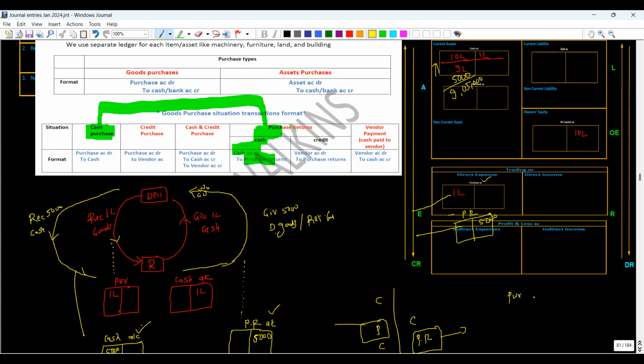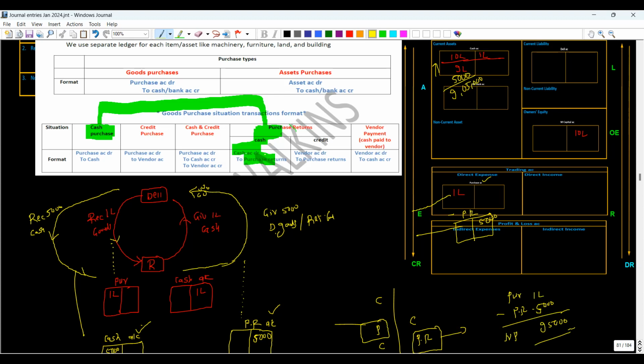Okay, purchase value is 1 lakh minus purchase return is what? 5,000, and it is going to show as what? Net purchases, how much now? 95,000. That's it. Okay, so that is the understanding of the cash purchase return.